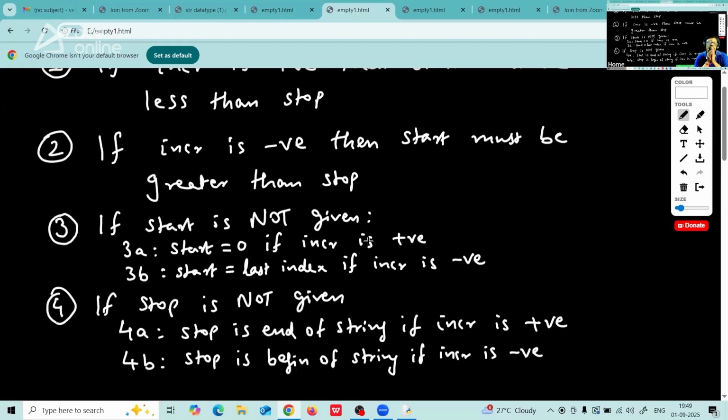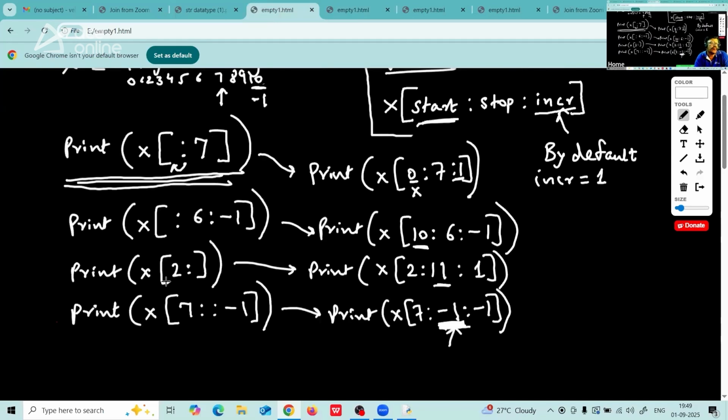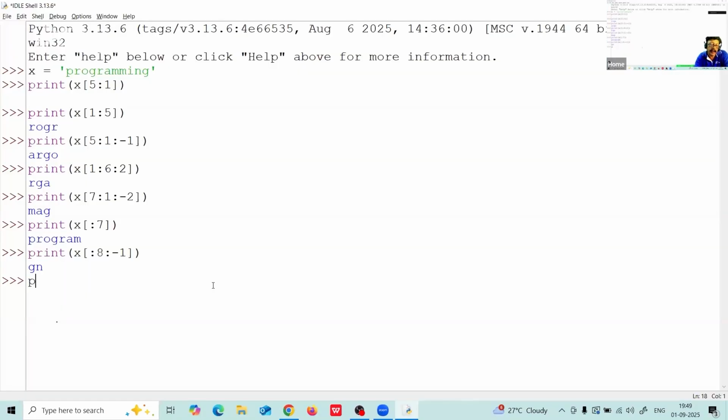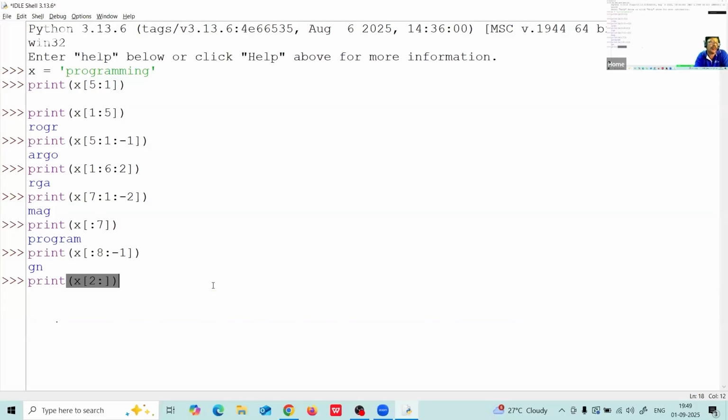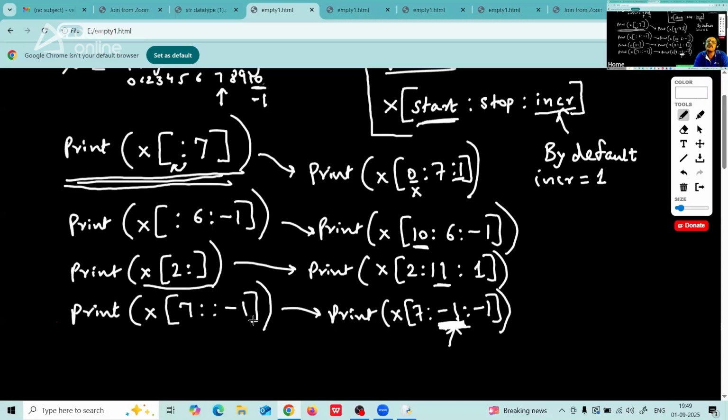I hope you are taking it down. Okay, so let's try those two statements where stop was missing. Here, x2 colon. If I say print x2 colon, you can see it has started slicing exactly from the second index and gone up to the last index, because the increment was positive. And now the second one, 7 colon colon minus 1.